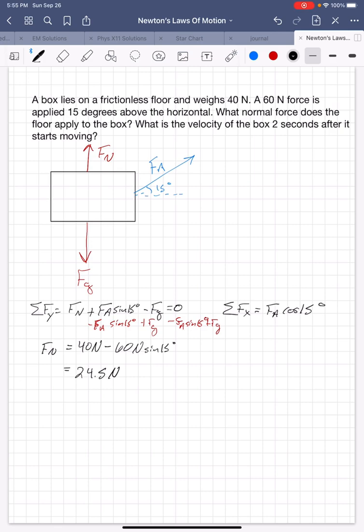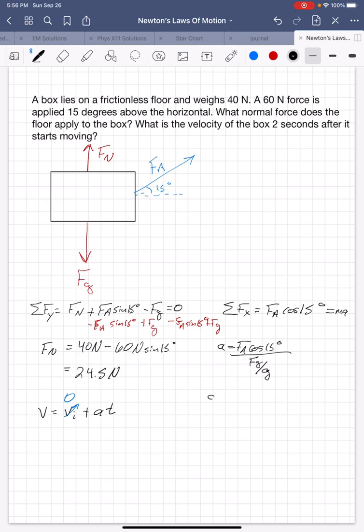To solve the second part, what I need to do is look at a kinematic equation. So I need to say, well, the velocity is equal to the initial velocity plus at. And I know the initial velocity is 0. So I just need to find a, and then I can use my 2 seconds to solve it. So the sum of the forces in the x direction is equal to ma, but m isn't given, the weight is given. So the acceleration, which I would normally write as Fa cosine 15 degrees over m, now becomes over the weight, so Fg, divided by g, which is the acceleration due to gravity.